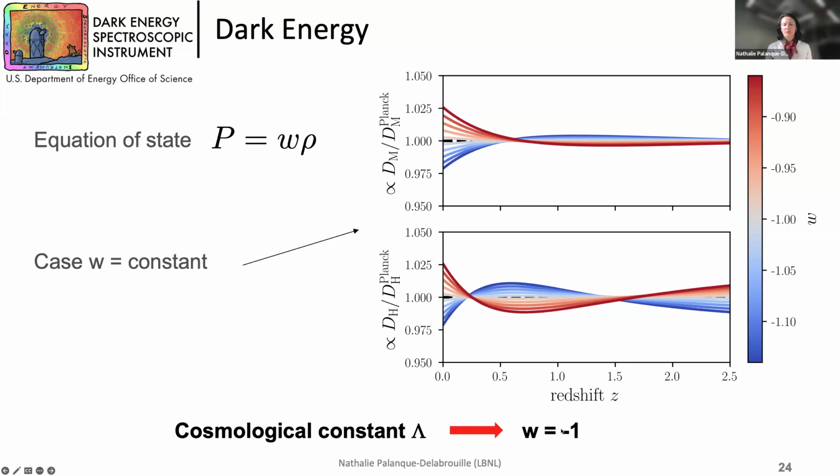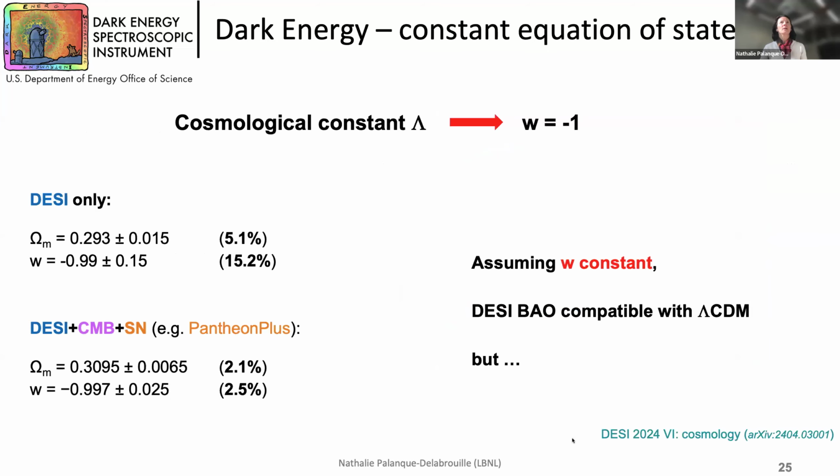The other information that is worth noting is that a cosmological constant lambda can also be studied in this context, because it would imply a constant value of this equation of state parameter W exactly equal to -1. So this is how we can check whether or not we're compatible with the cosmological constant interpretation of dark energy. Now, going back to DESI alone, in this context where we're assuming that W is constant, we're obtaining a determination of W which is very compatible with -1, but with only a 15% precision.